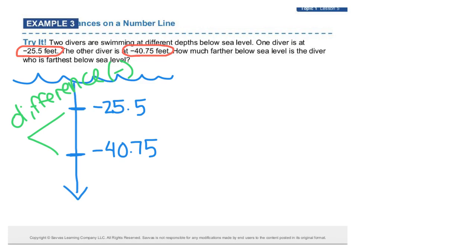Well, difference means I'm going to subtract. All right. If you are subtracting, you're going to do keep, change, change. And you're going to see how much further down he is. So go ahead and work it. When you're ready for checking, come back.